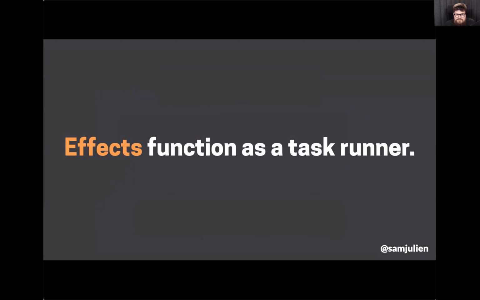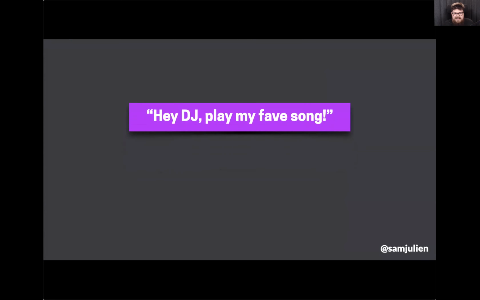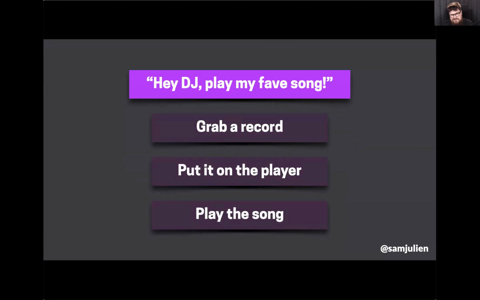Well, one thing that really helps here is to remember that effects function as a task runner. They are the DJ of the NgRx dance floor. I said that earlier and I was kind of kidding, but what do I actually mean by that? If you were to tell the DJ to play your favorite song, nothing happens instantly. Unless the DJ starts serenading you on the spot, nothing happens instantaneously. Instead, the DJ has to go grab the record, put it on the player, and then actually play the song.